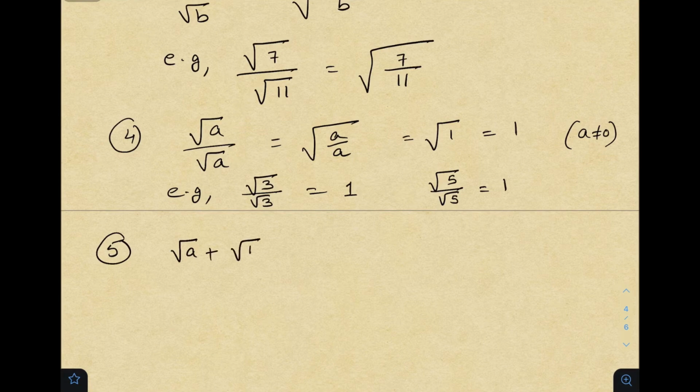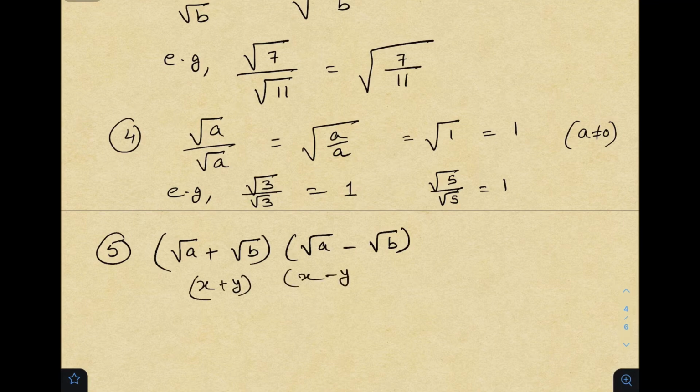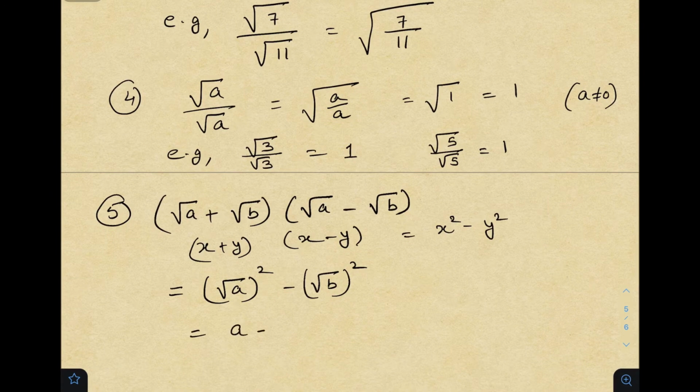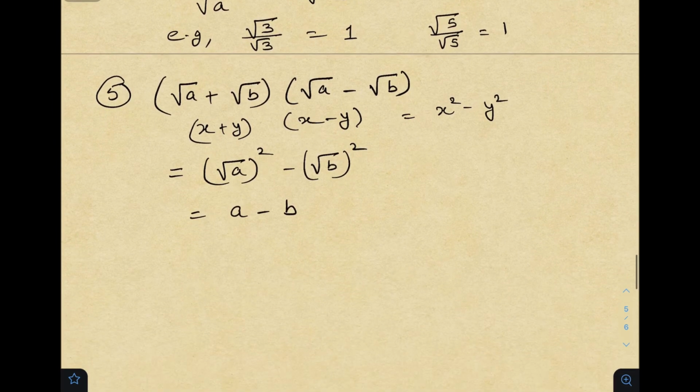Fifth rule is root of a plus root of b into root of a minus root of b. Just like your algebraic identity a plus b into a minus b, or x plus y into x minus y, it is equal to x square minus y square. So in the same way, if we apply the identity here, we get root of a square minus root of b square. Just now we have learned root of a square is a and root of b square is b. So the answer is a minus b.